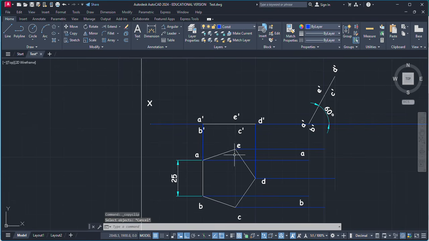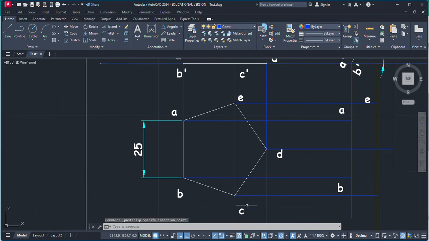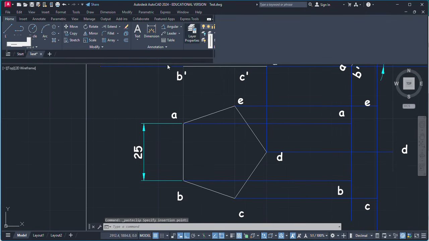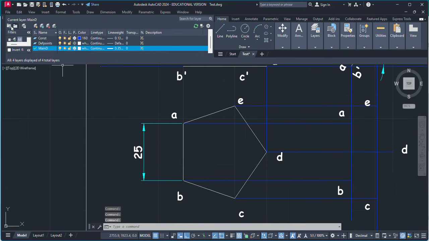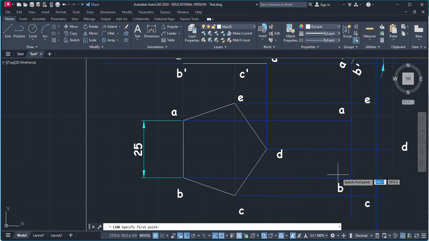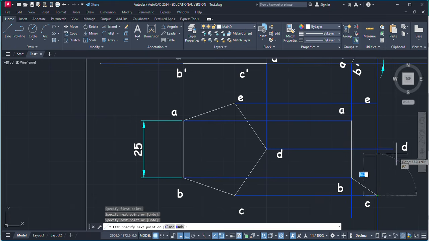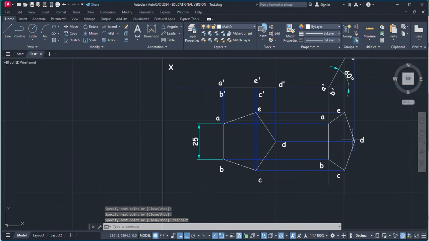This one is E, and this one is C, this point is D. Now you can connect these points to make a complete pentagon. A to B, C, then D, E, and again A. So this is a pentagon.